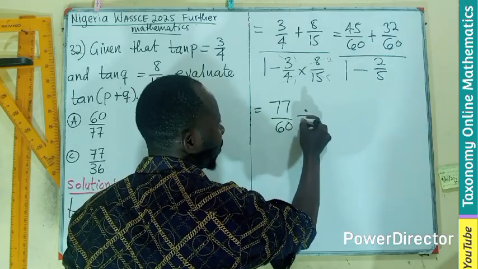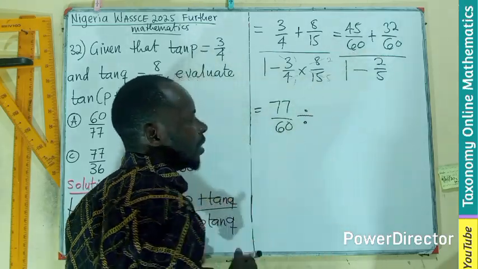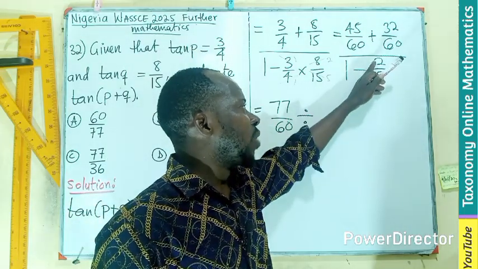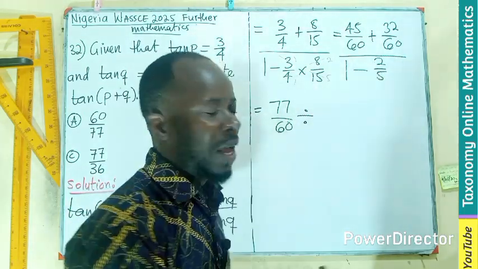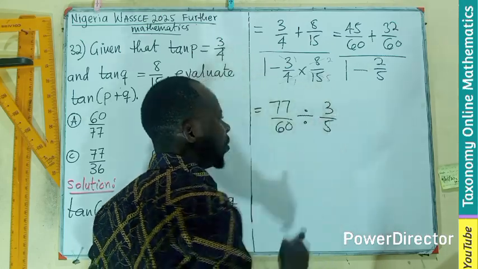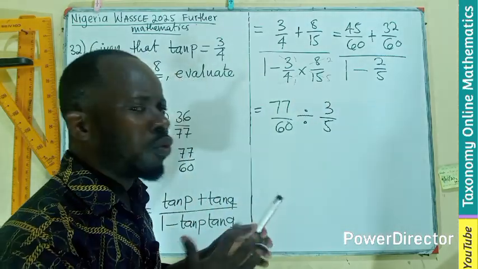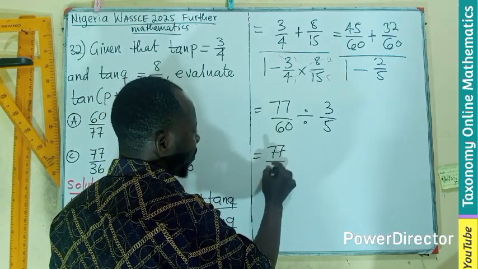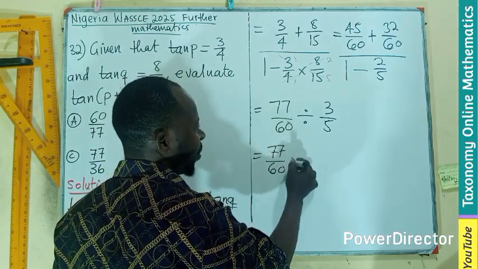Let's now change the division, this bar, to become this. Now, if you are subtracting a fraction from 1, you only subtract the numerator from the denominator, and the result will be 3 divided by the same denominator. Dividing two fractions will go in this way. 77 over 60. Now this becomes multiplication.